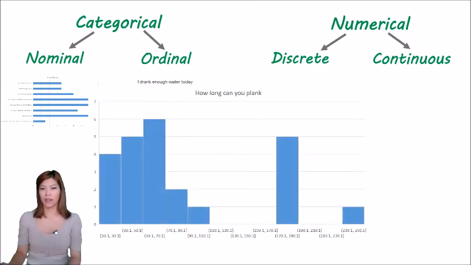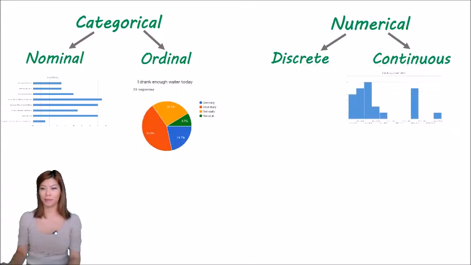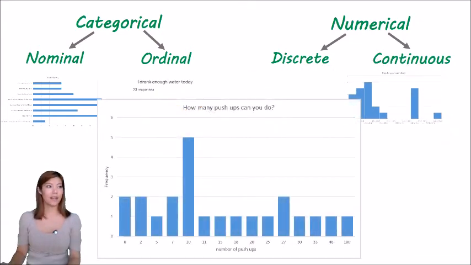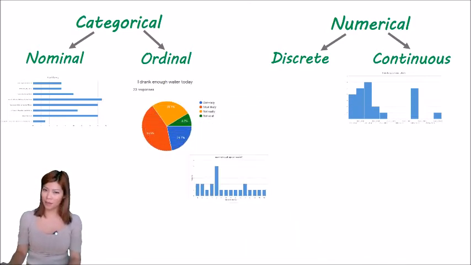Then I've asked the kids, can you plank and how long can you plank for? Now they had to measure how long they can plank for. This is continuous data. And then I've asked them, how many push-ups can you do? They had to count the push-ups. So this is discrete data.